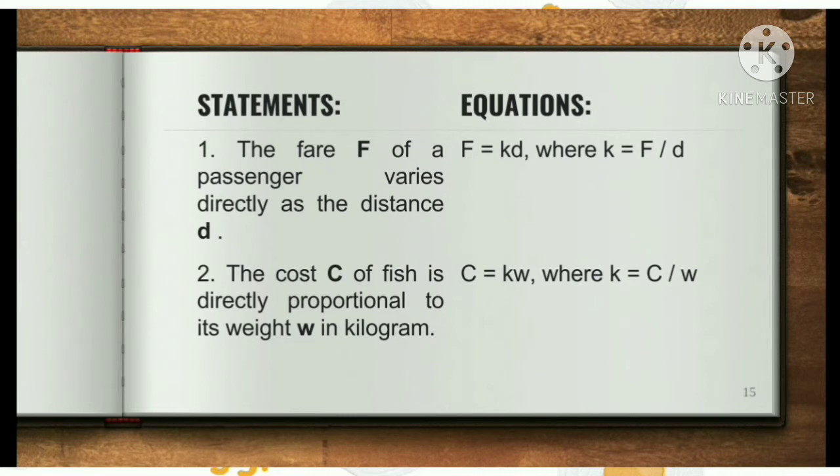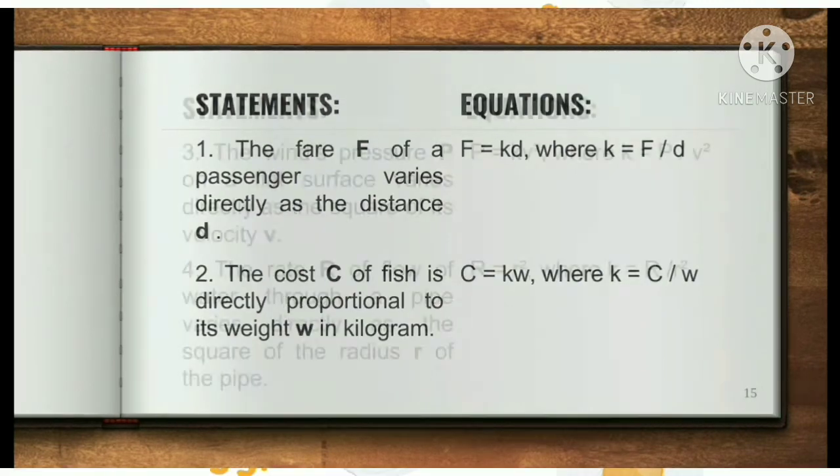Number 2, the cost c of fish is directly proportional to its weight in kilograms. This will be translated as c equals kw, where k is equal to c over w.